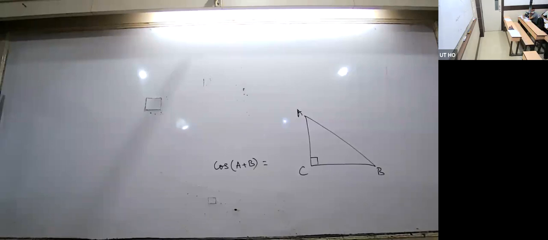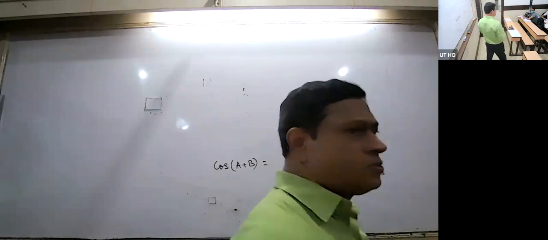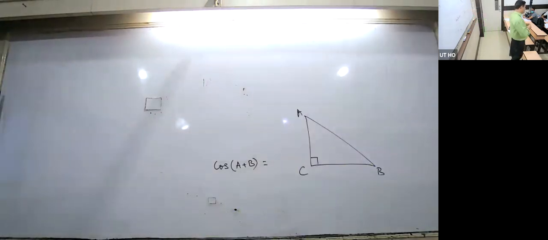What is angle C? 90 degrees. And what is the sum of the angles? 180. Out of it, one angle is 90 degrees. What about the other two angles? This is 90 now, so what will be A plus B? 180 minus 90.